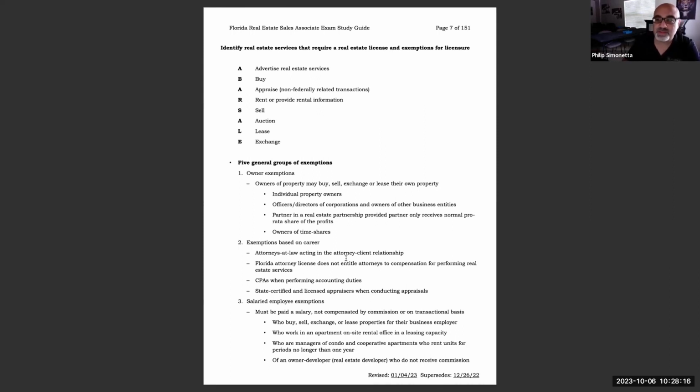They have more experience and they want you to be licensed, so there's nothing that's done underhandedly. And then also owners of timeshares. If you own your own timeshare, you're able to do that and sell that, right?